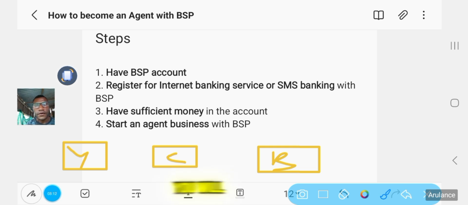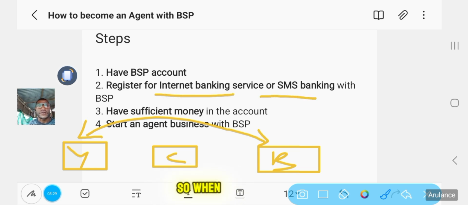In your agency business, you will establish a relationship with the bank through internet banking and SMS banking. When you get yourself registered with these 2 services, BSP's online service and SMS banking service, it will be easy for you to establish a relationship with the bank. So you will access the funds, and then you'll give them to the client.